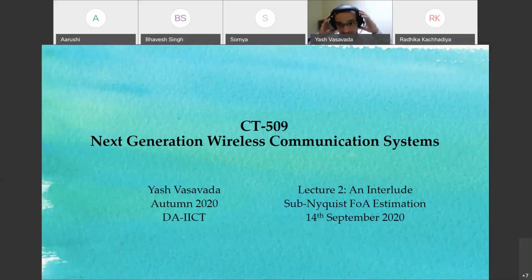We will continue with this topic, which I'm calling sub-Nyquist frequency of arrival estimation, or in general, sub-Nyquist spectrum sensing.